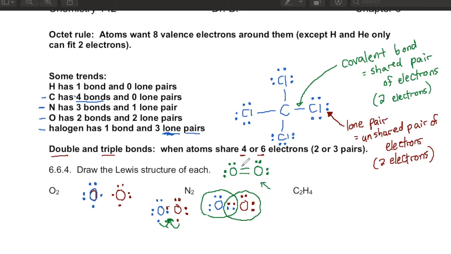And remember, each of these lines counts as a shared pair or 2 electrons. So when you're counting this oxygen, 2, 4, 6, 8, you can see that it has all 8. And also, it is following this trend. Oxygen tends to have 2 bonds and 2 lone pairs in order to get 8 because it's starting with 6. That is true for this compound as well.